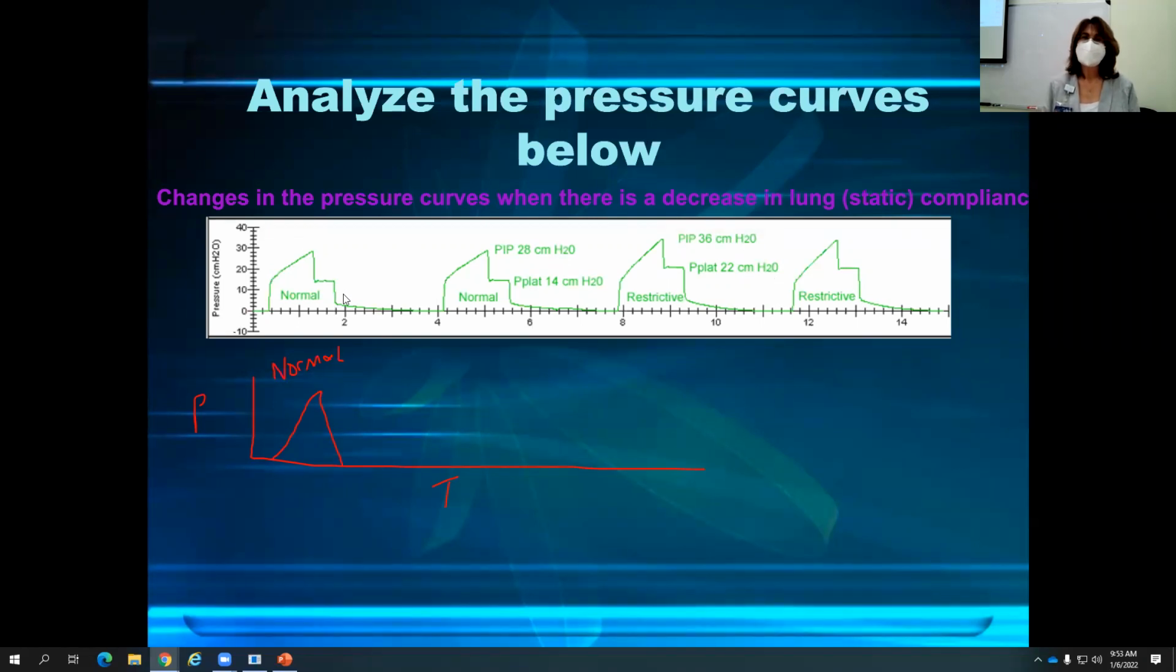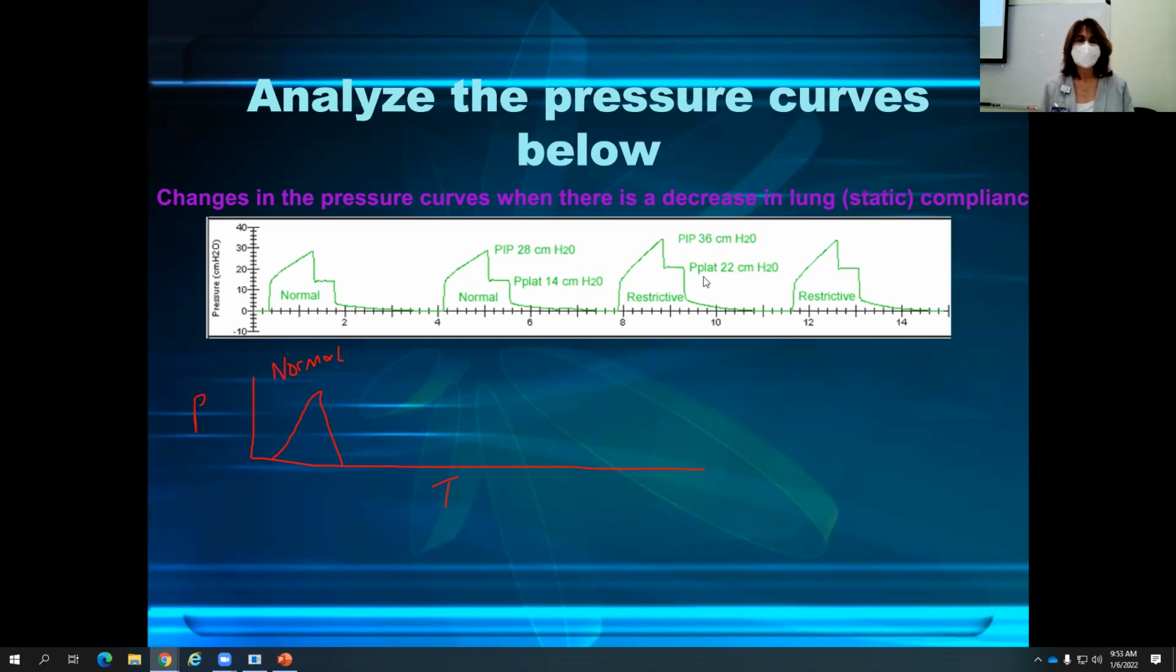Then we looked at the values for the peak pressure and the plateau pressure. The peak pressure was 28 centimeters of water on this breath and 36 centimeters of water on this breath. So the peak pressure went up. We also noticed the plateau pressure was 14 here, and now it's up to 22 centimeters of water. So why would the plateau pressure increase? It could be because the patient is going into pulmonary edema, and that creates stiff lungs.